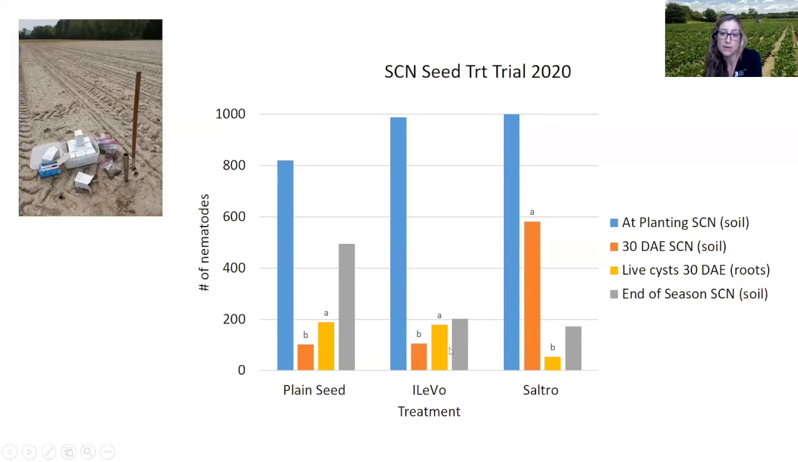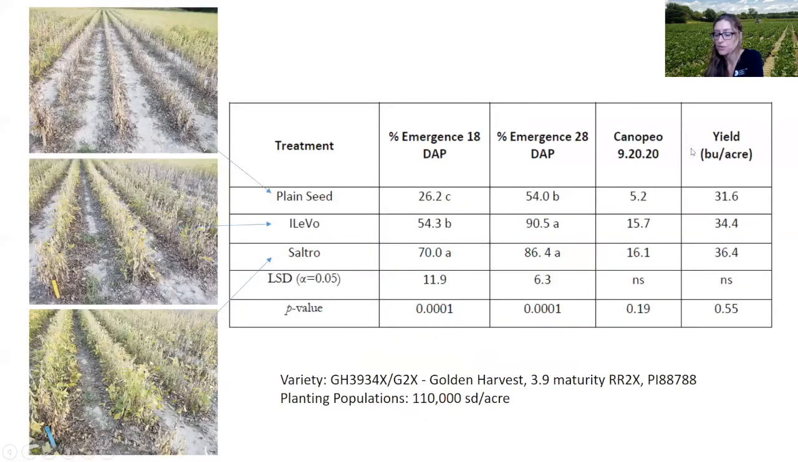You can see in the yellow bar where we were looking for the live cysts, our Saltro live cyst number was a little bit lower that year. Interestingly, our initial populations were very high in 2020. And so this is something where I need a few more years of data to begin to catch these trends, but we do always associate a cold winter with helping to knock things back, and this was a pretty mild winter. So I'll show you the 2021 shortly, where we had a little bit lower populations coming into it.